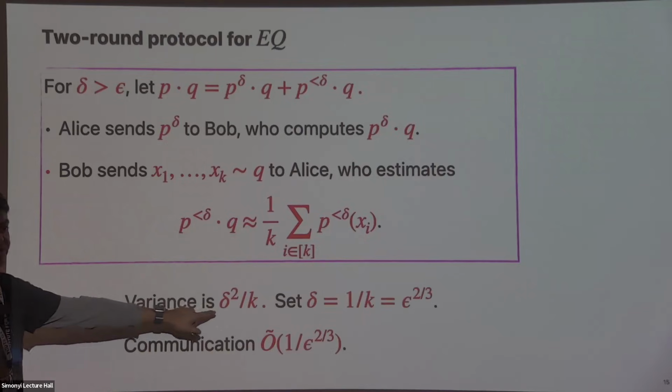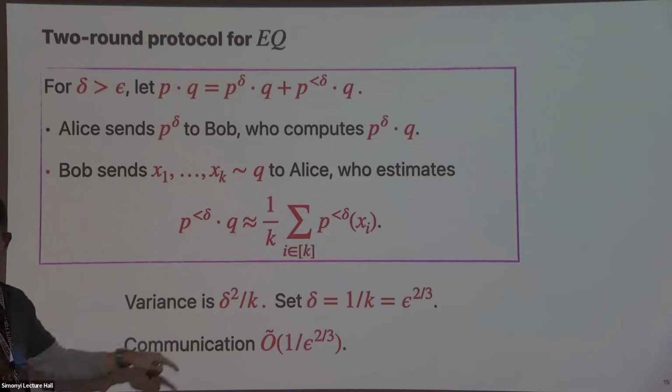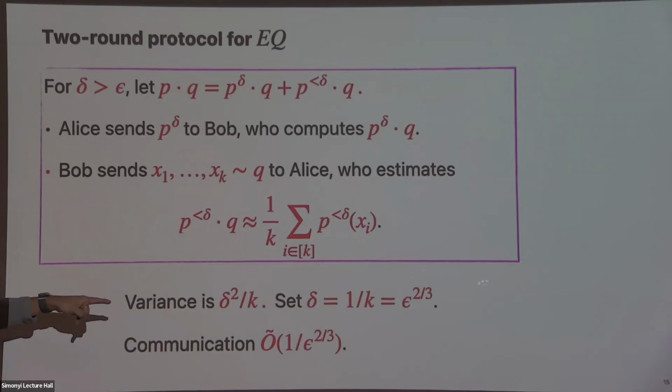The variance is now bounded by delta squared over k. And we want to make this epsilon squared. So there's some nice symmetric setting where you set delta is 1 over k is epsilon to the 2/3. That will balance out the 1 over delta you need in the first round with the k that you need in the second round. What ends up is that you have a protocol whose communication is O tilde 1 over epsilon to the 2/3. So we're doing great. 1 round was 1 over epsilon, 2 rounds is 1 over epsilon to the 2/3. Where is this headed? Okay, we'll see. Let's keep some suspense about this.